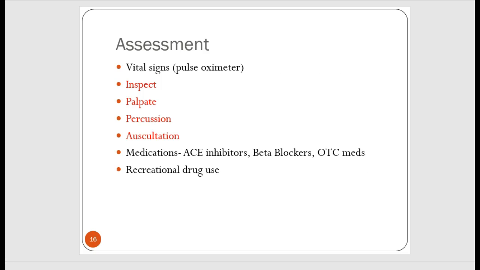Also, with the assessment, we talked about this earlier, but I just want to make sure I didn't forget anything. You have your vital signs, you know, to do all of those things. Inspect, palpate, percuss, and auscultate. Look at your medications, your recreational drugs. We spoke about that in the classroom. I just wanted to reinforce that.